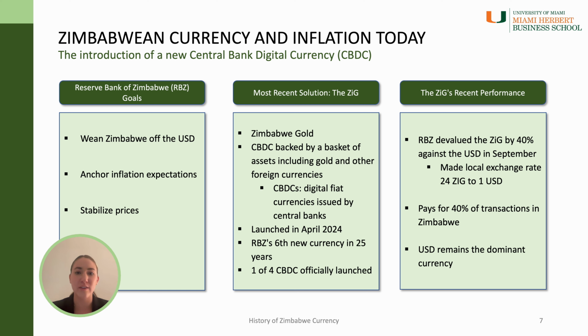In the last 25 years, the RBZ has actually launched a total of 6 currencies to try to achieve these goals. The most recent is the Zimbabwe Gold, or ZiG. This is a central bank digital currency, or CBDC, which is essentially just a digital fiat currency issued by the central bank. It's backed by other assets like gold and other foreign currencies.